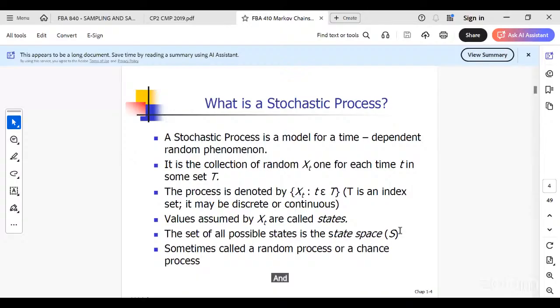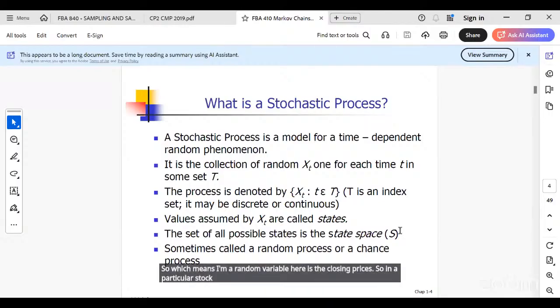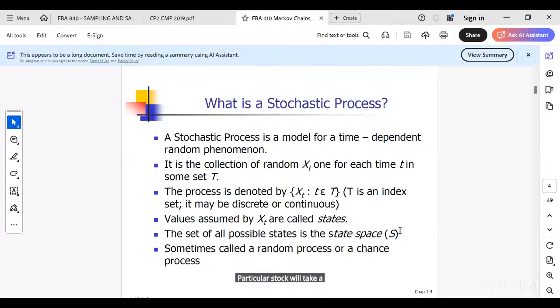And it could also be values. I'm monitoring stocks and I'm interested in the closing prices, which means that my random variable here is the closing prices. So if the particular stock would take a value at the end of the activity on the stock exchange, the stock can take the value 120 naira 25.